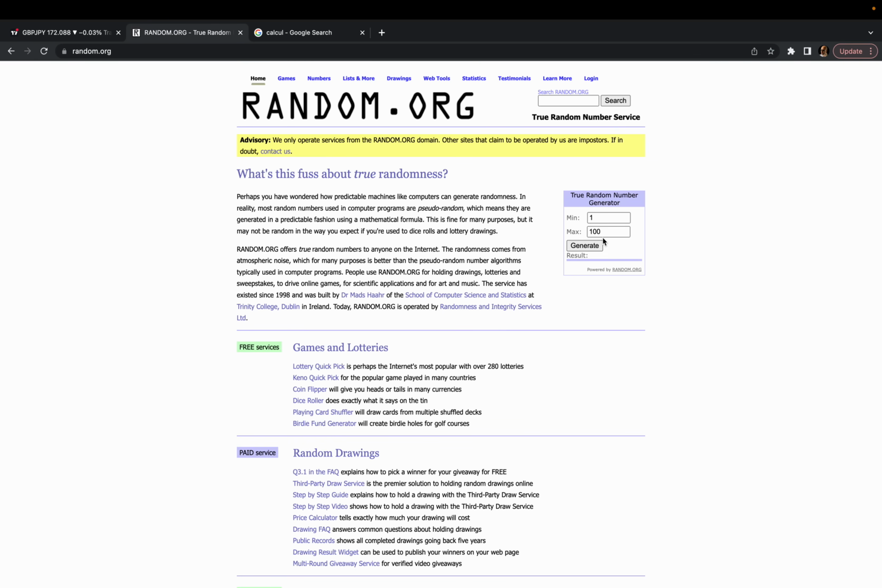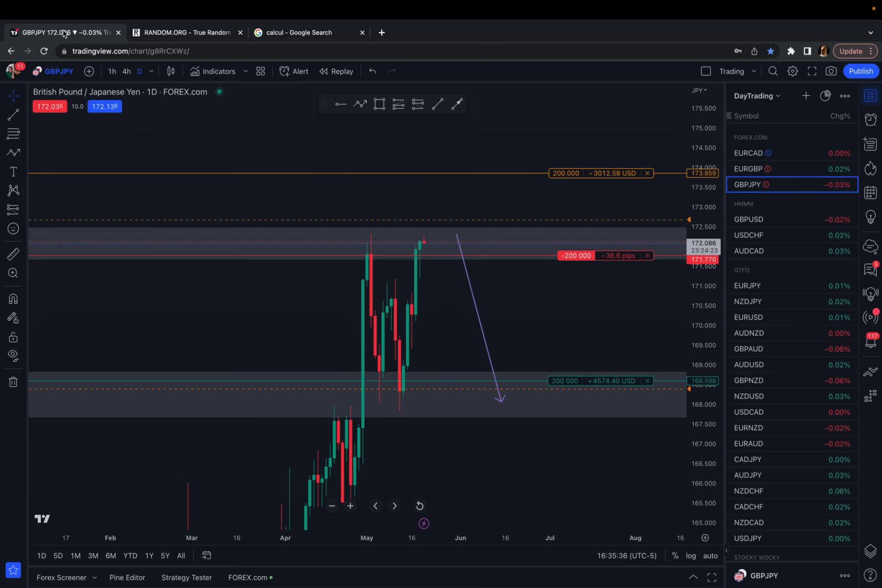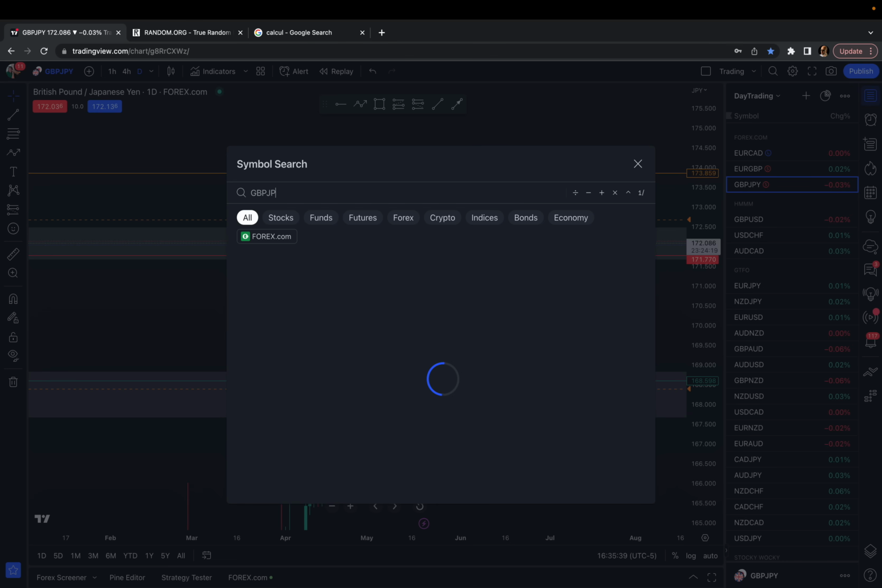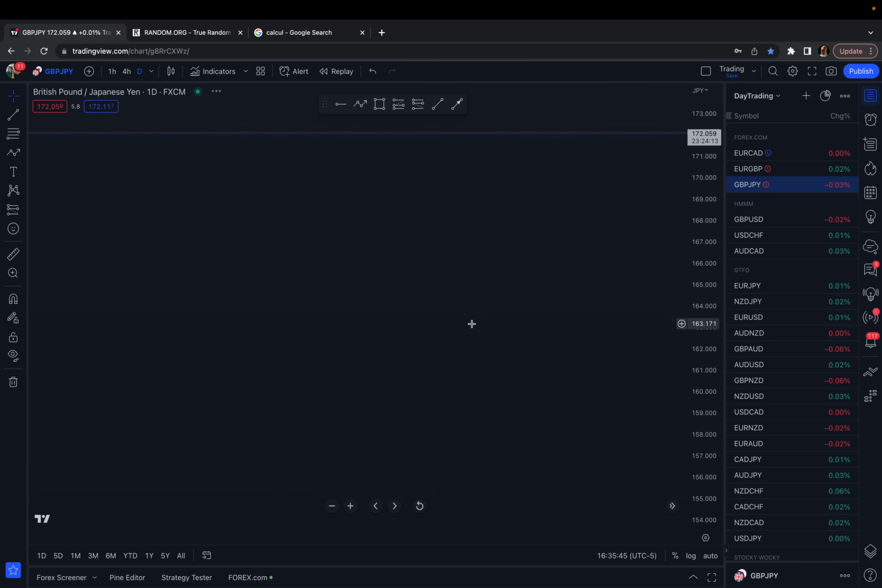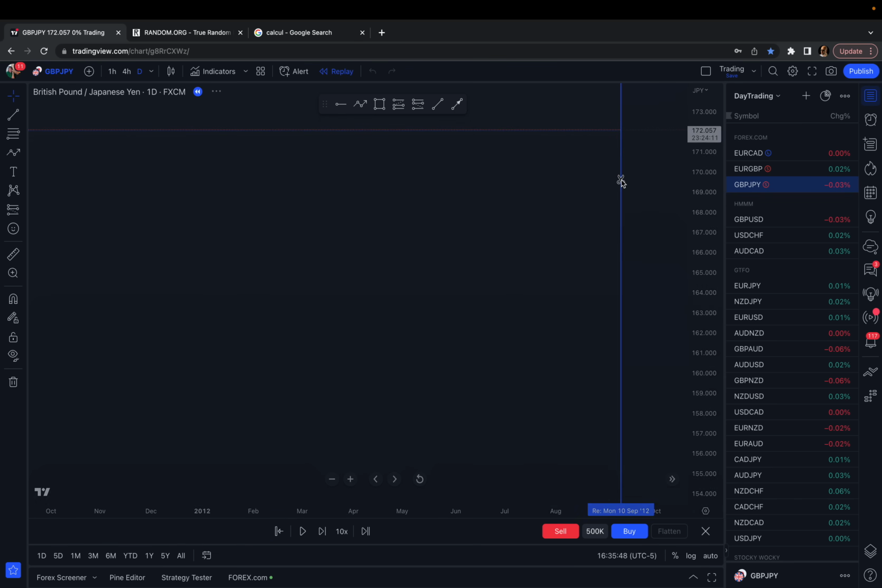Let's pick a random currency pair here. We'll pick a number between 1 and 10, 3. So that gives us EuroCAD, EuroGBP, and GJ. So let's go to a different GJ chart here, and I will clear all the drawings. All the drawings are removed. We'll scroll back somewhere random, and then I'll hit replay.